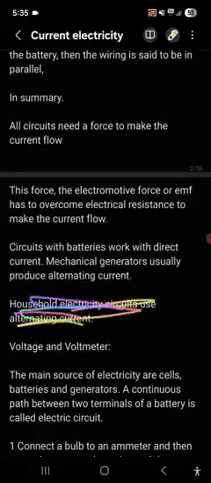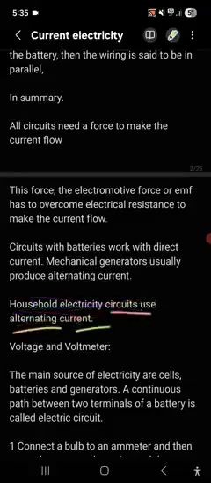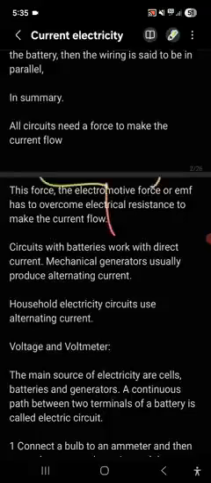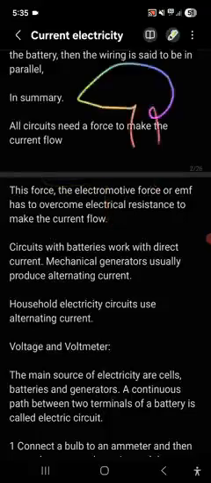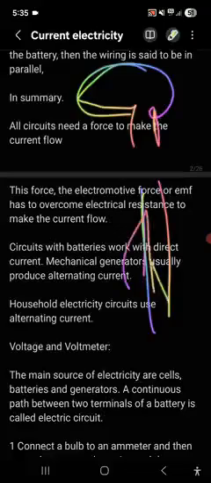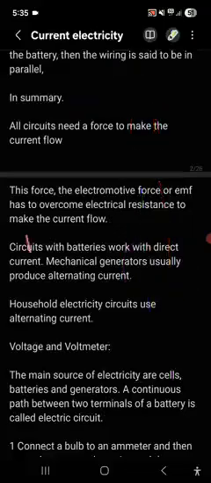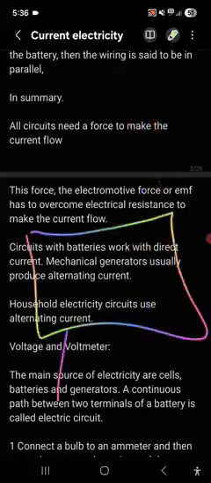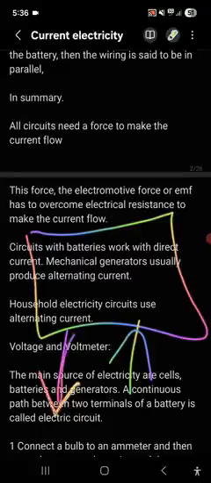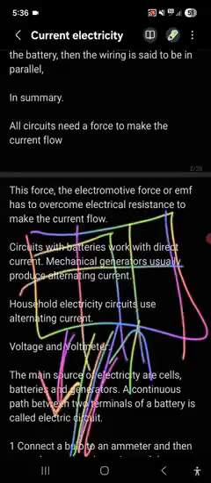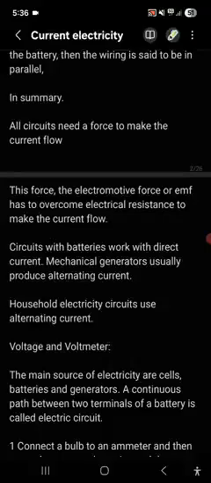Household electricity uses alternating current. Like, there's an electric bulb here, and it needs alternating current. And have you seen solar panels? If you don't turn it off, it will go like this to start it. Again, you need alternating currents for household things and solar panels.